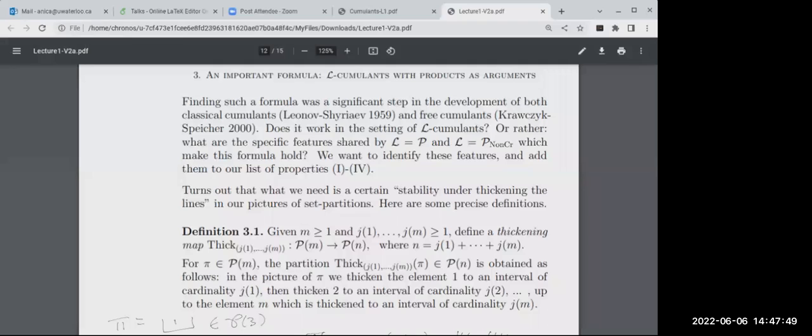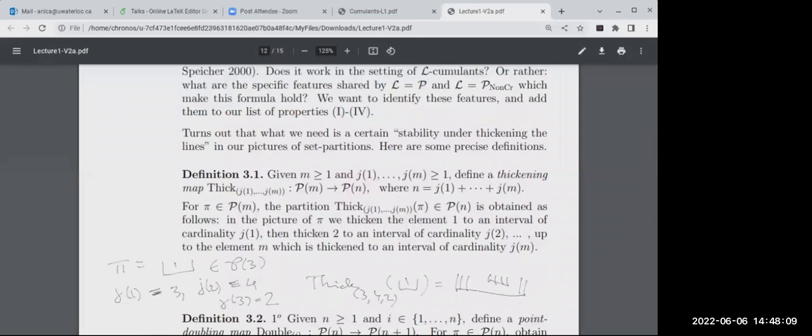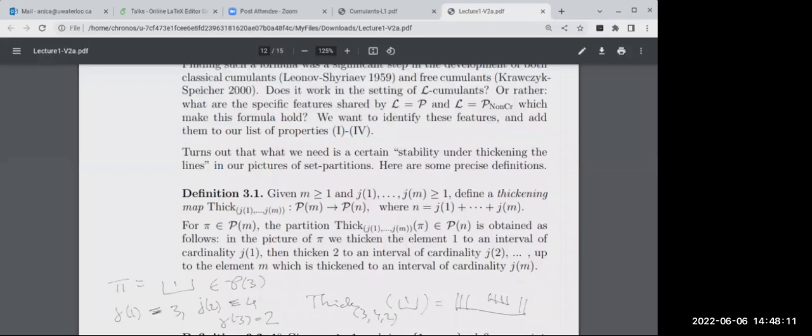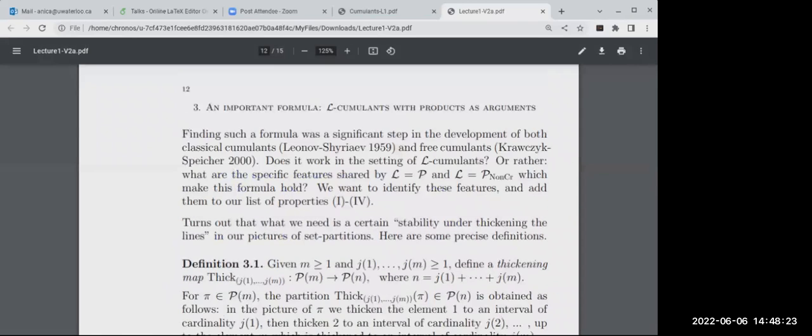Again here, I have a proof, which I think is the same proof, and I want to know what the condition on L is which makes this formula work. What I propose is that the property is a certain stability under thickening the line. Here is a caricature of it.